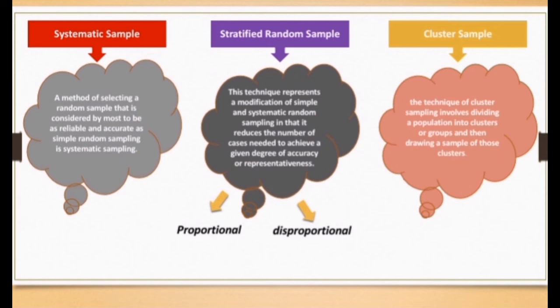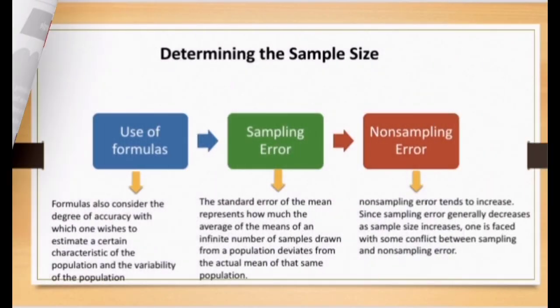In selecting a stratified random sample, one must first divide all of the population elements into groups or categories, and then draw independent random samples from each group or stratum. There are two basic types of stratified random samples: proportional and disproportional. Essentially, the technique of cluster sampling involves dividing a population into clusters or groups, and then drawing a sample of those clusters. In fact, the population might already be grouped. Next is determining the sample size: use of formulas, sampling error, and non-sampling error.